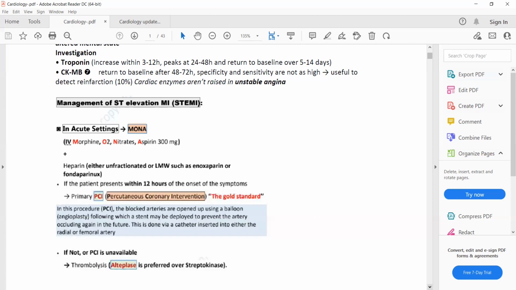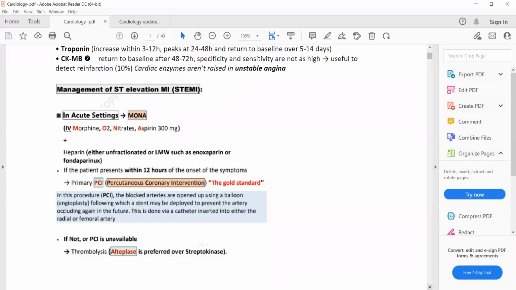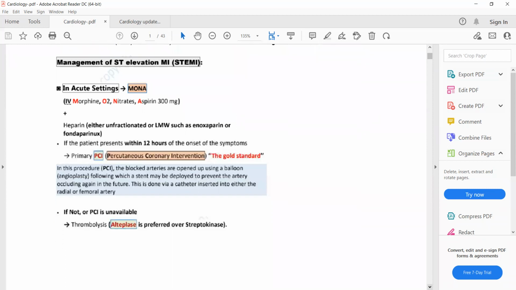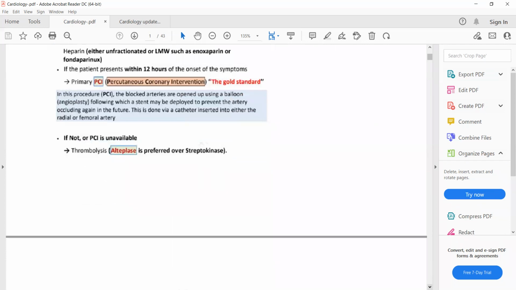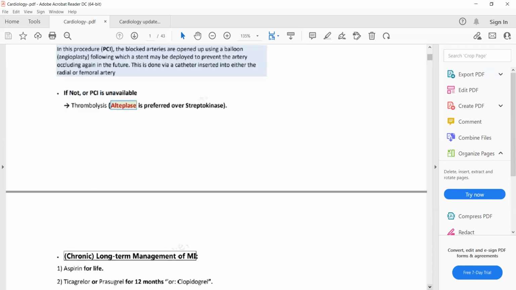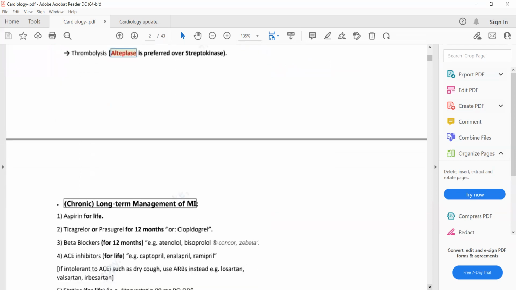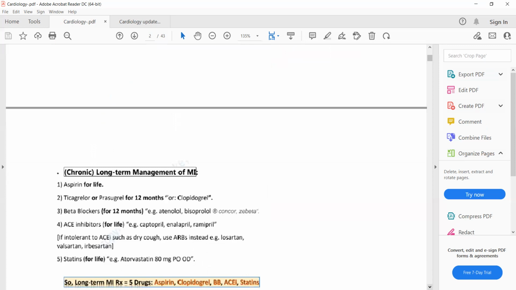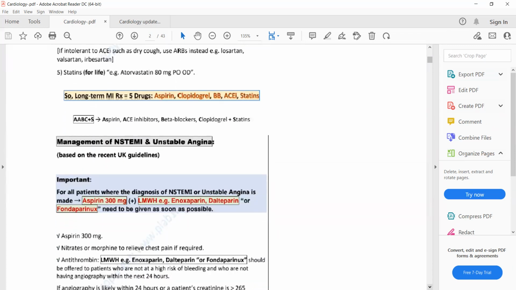If the patient presents to you within 12 hours of the onset of the symptoms, primary PCI is the gold standard. If primary PCI is not available, then alteplase or streptokinase. Alteplase is preferred over streptokinase because of lesser side effects and because it is safe. So this was all about the management of ST elevation MI.